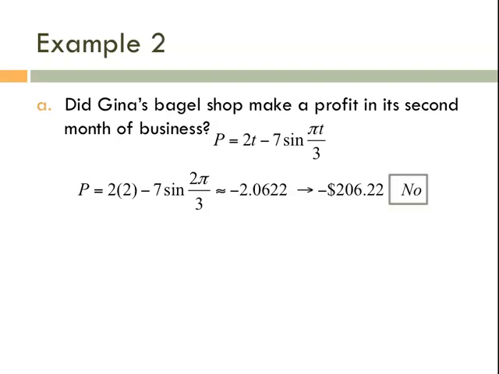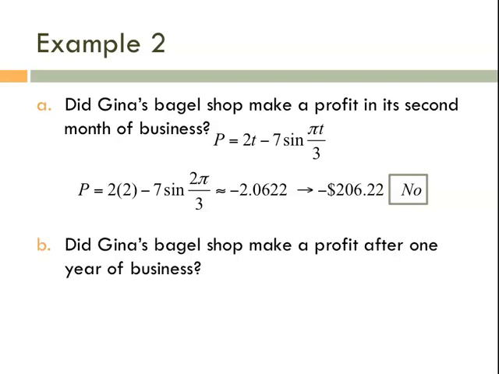Okay, for part B, did Gina's bagel shop make a profit after 1 year of business? So 1 year is 12 months, so now we're going to go ahead and plug in 12. Now for this, you actually don't need a calculator even to get an approximate answer, because this 12 pi over 3 is really just 4 pi.